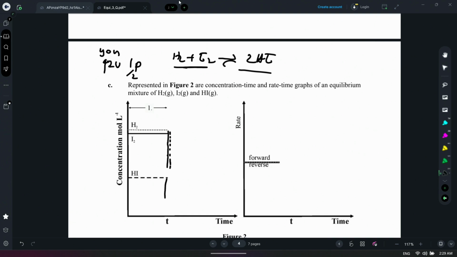Therefore, there is no what? There is no shift to any direction here. There is no shift, right? By adjusting the equilibrium, there is no shift.